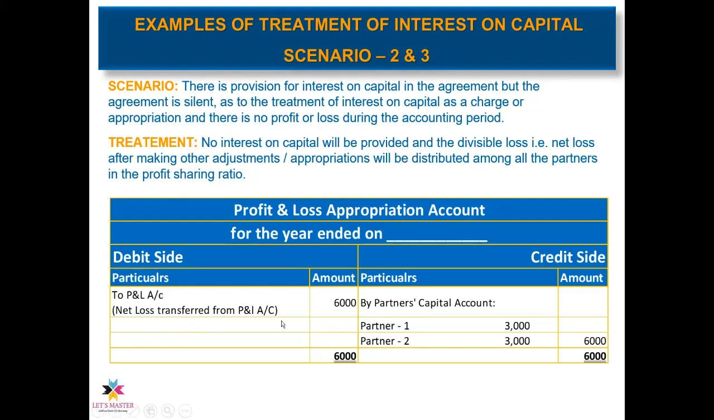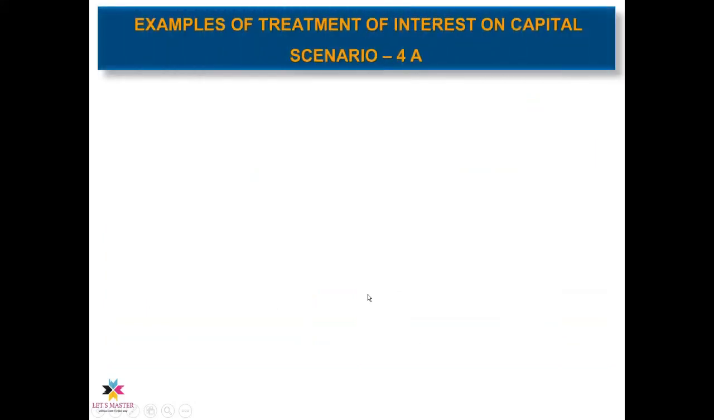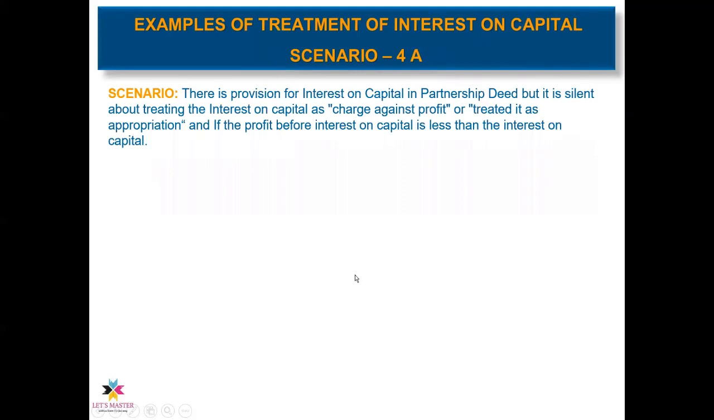So here the net loss has been disclosed by the profit and loss account, and this loss has been distributed among the partners in their profit sharing ratio. Moving to scenario number 4, there is provision for interest on capital in the partnership deed, but it is silent about treating the interest on capital as charge against profit or as appropriation.